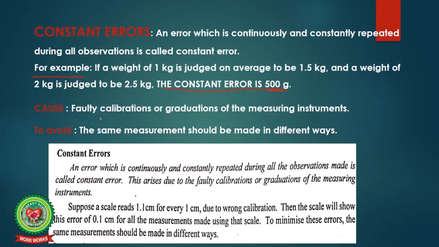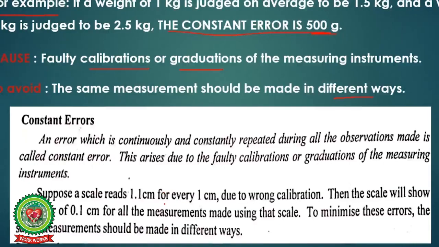The reason is faulty calibrations and graduations of the measuring instruments. Faulty calibration and graduation means the markings on the scales are not properly done. So to avoid it, the same measurement should be made in different ways. You have to take a different instrument to have the same kind of measurement. In your book, they have given an example. Constant error: an error which is continuously and constantly repeated during all the observations made is called constant error.